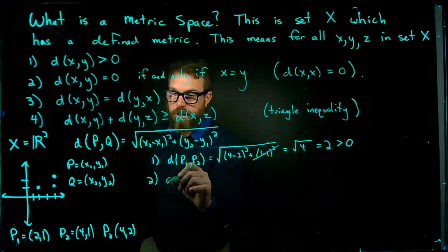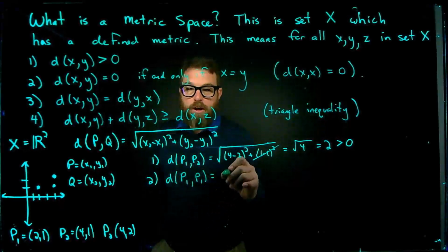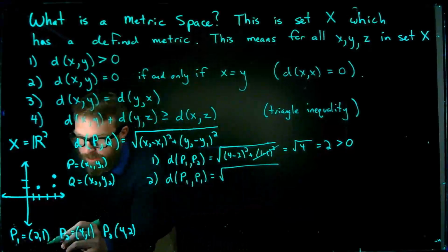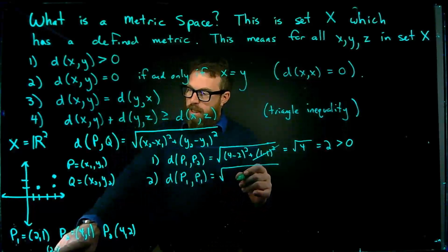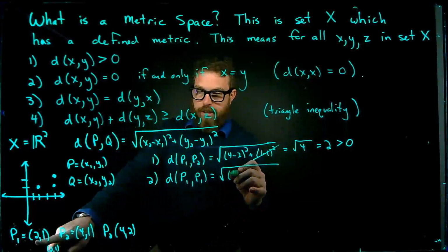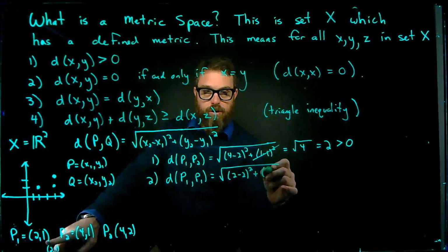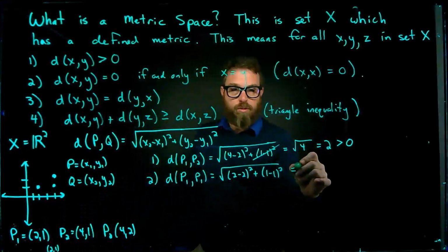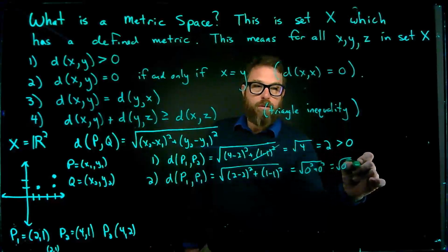Let's verify that the distance between P1 and P1 is also equal to 0 itself. So this would be the square root of, now remember, I'm just choosing this point twice. So if I write another 2, 1 down here, now it's x2 minus x1, so 2 minus 2 squared, plus y2 minus y1, which is 1 minus 1 squared. So in this case, I get 0 squared plus 0 squared, so this would be the square root of 0 squared plus 0 squared, which is the square root of still 0, which is equal to 0.